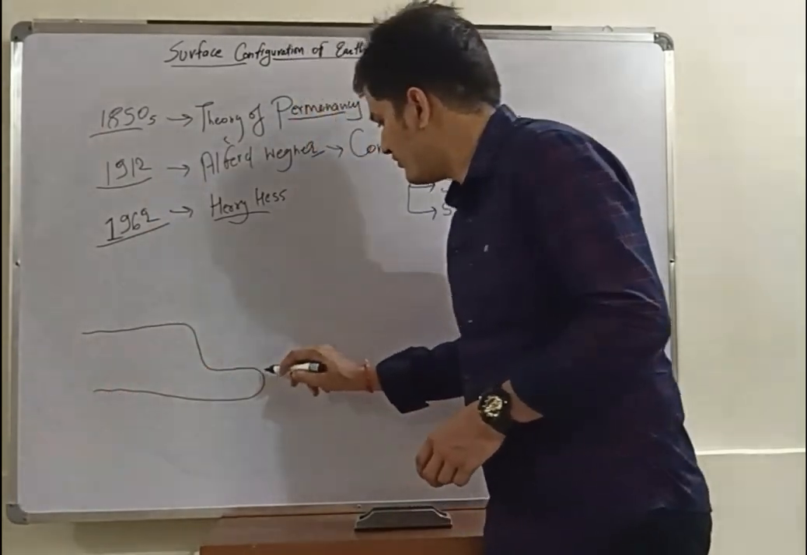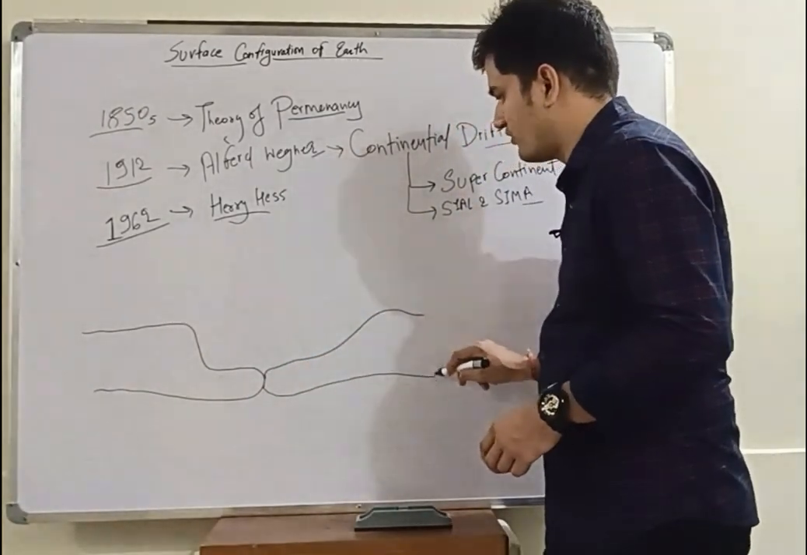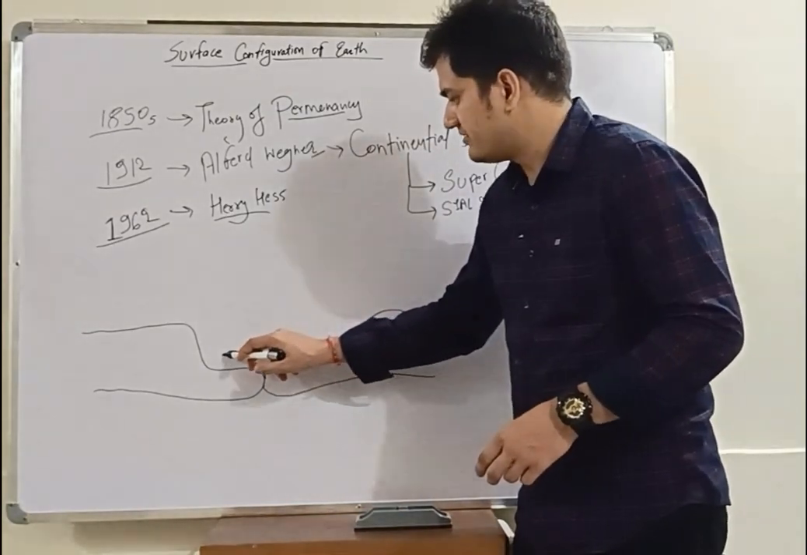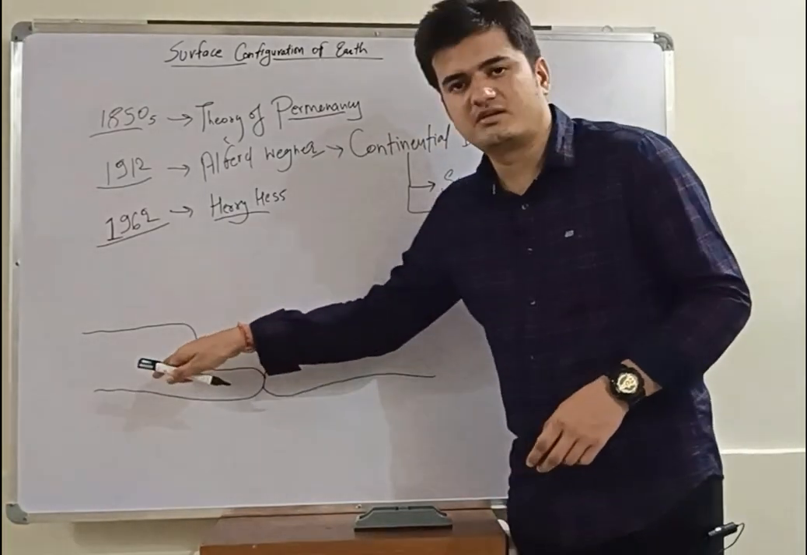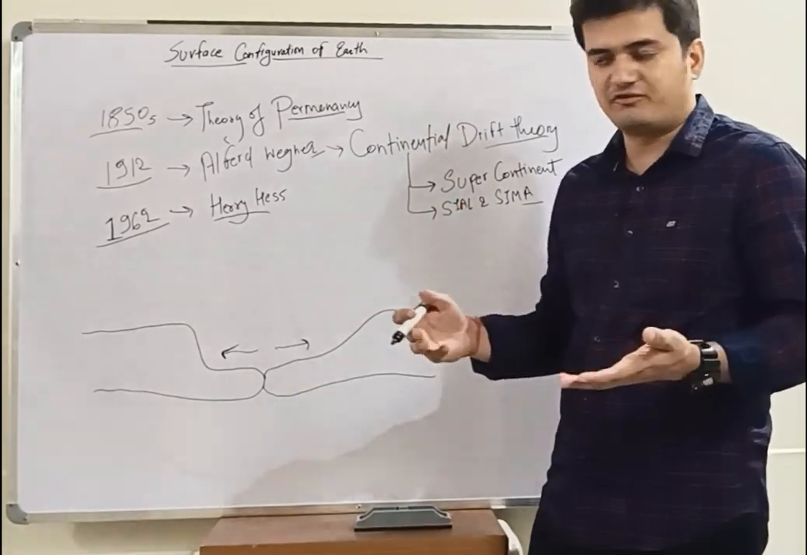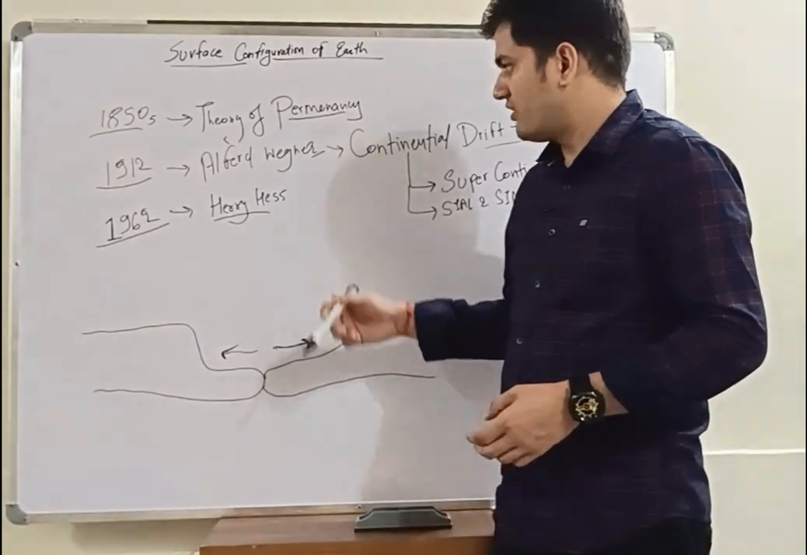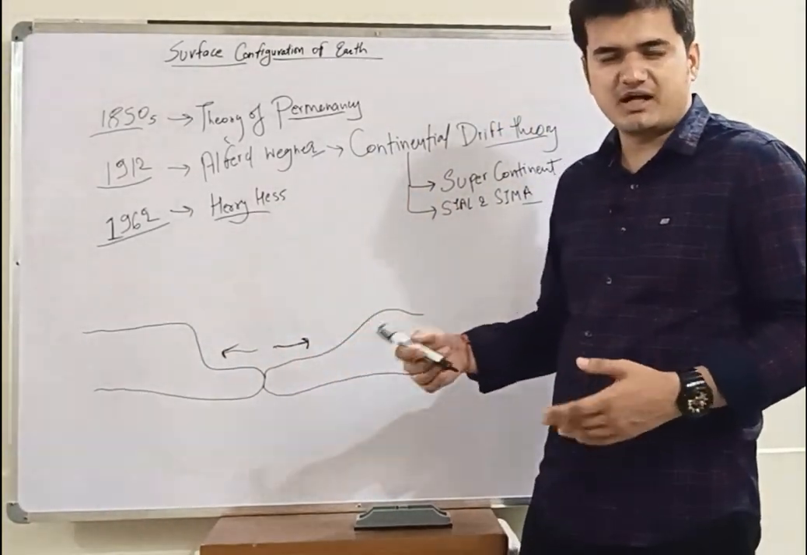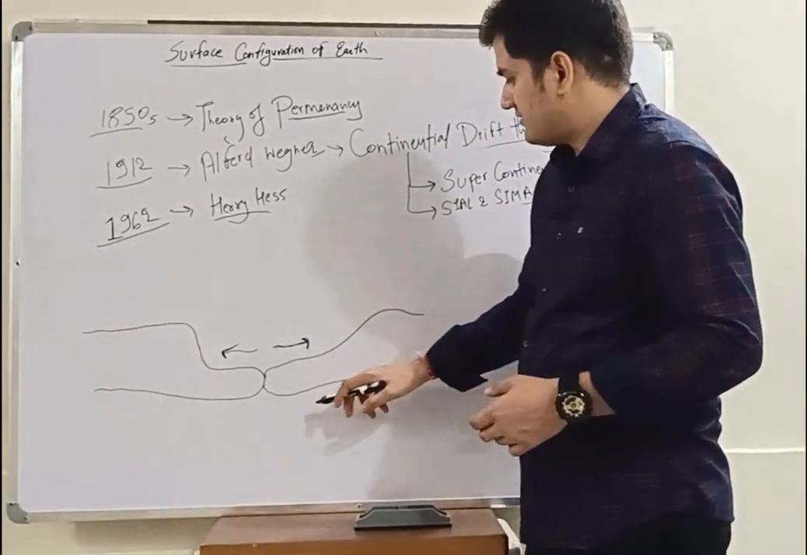Harry Hess was basically a marine geologist, that's why he had more focus on the marine area. And he explained that the seafloor is spreading, and because the seafloor is spreading, the continental crust is also moving, is drifting. So this theory was proposed by Harry Hess, but it was also not able to explain why this drifting is happening, why the ocean floor is spreading.